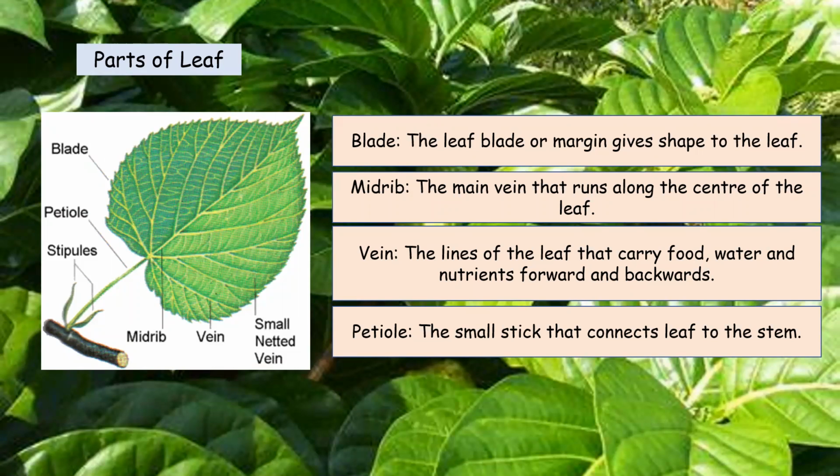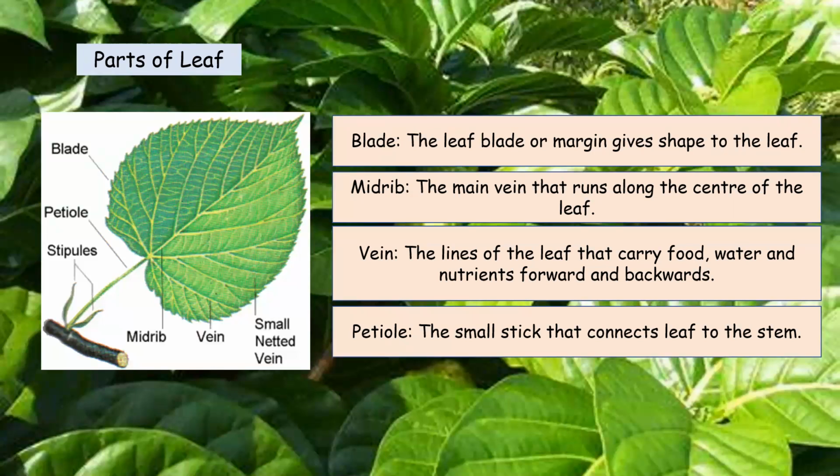And then we have midrib, which is the main vein that runs along the center of the leaf. So this is the midrib, right? This one here. The lines of the leaf that carry food, water, and nutrients forward and backward. Veins are these lines, as you can see, right? Many lines. They take all the food that the leaf prepares to the other parts of the plant, or else at least give it to the stem, and the stem gives it to other parts of the plant. And it also brings nutrients or water back to the plant. So this is the function of the vein.